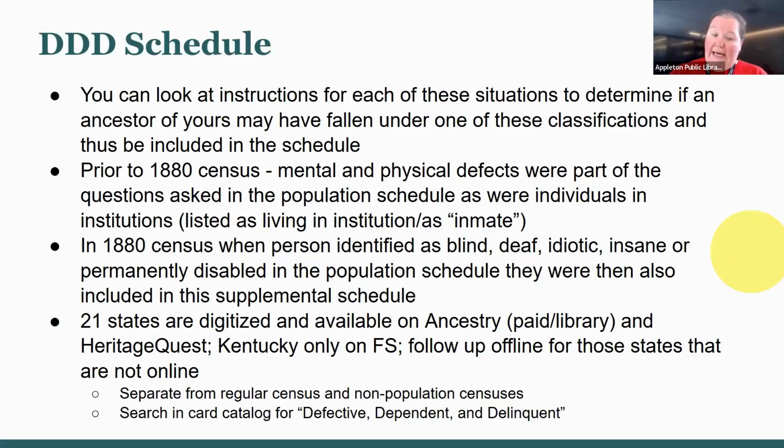They do have 21 states online and available on Ancestry, both the paid and library edition, and on Heritage Quest. Kentucky is the only one on FamilySearch for some reason. Again, follow up offline for any other states that are not online. And again, it's separate from that regular census under that non-population schedule. In Ancestry, I would search the defective, dependent, delinquent. Those are the key three Ds that they're looking for.